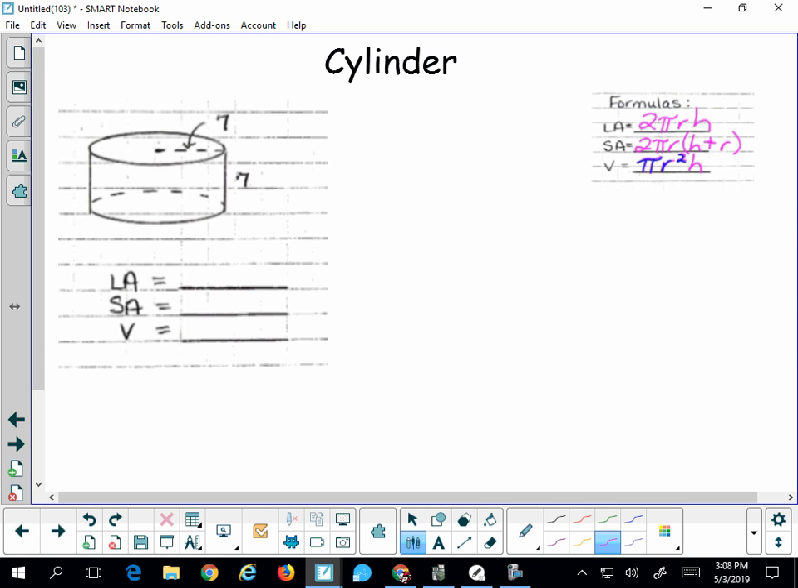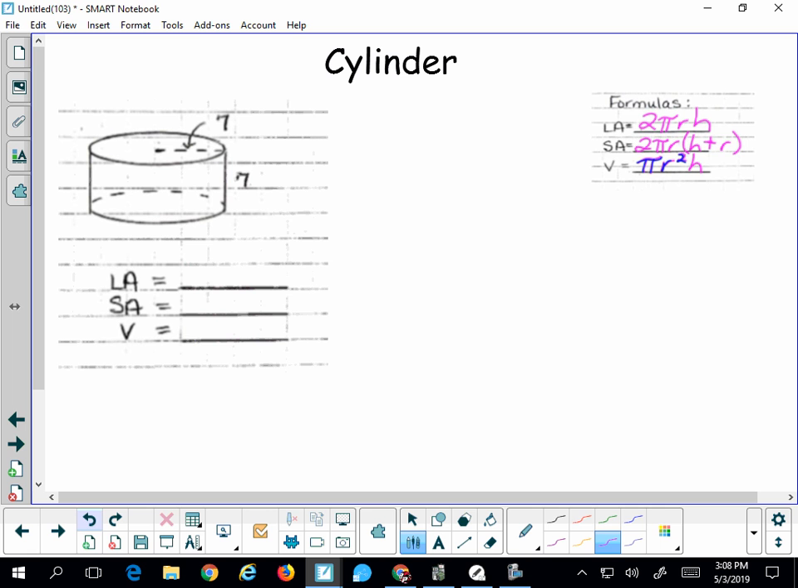All right, so for a cylinder, we're going to calculate the lateral area first. And again, if you remember from when we did the pyramids, the lateral area is the area of this side part of our cylinder, not including the top and the bottom. So that's what we're looking at when we talk about the lateral area.